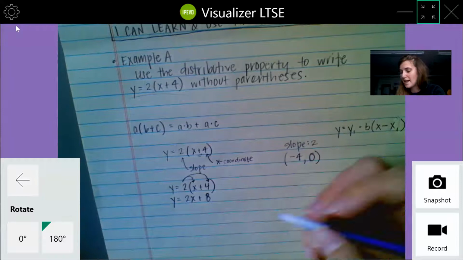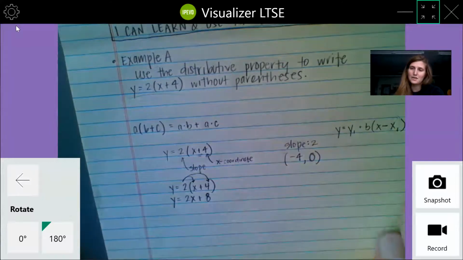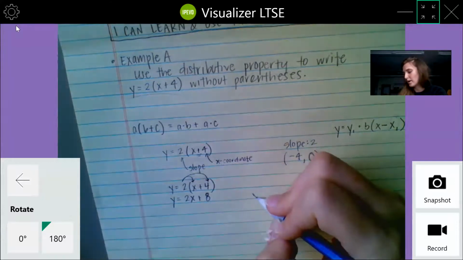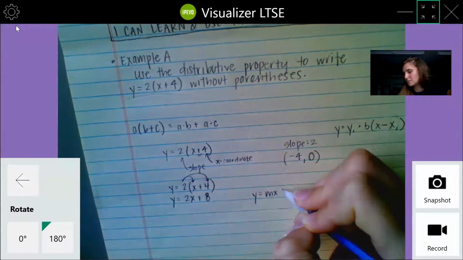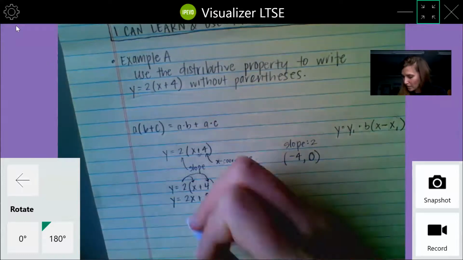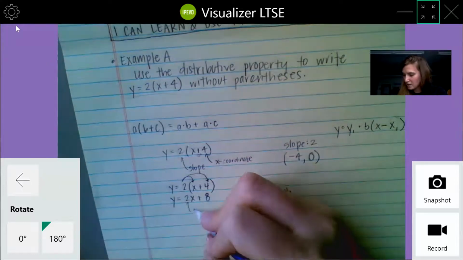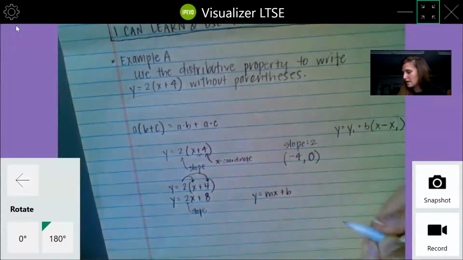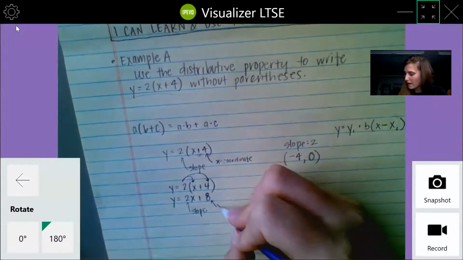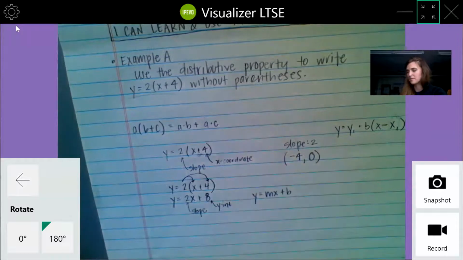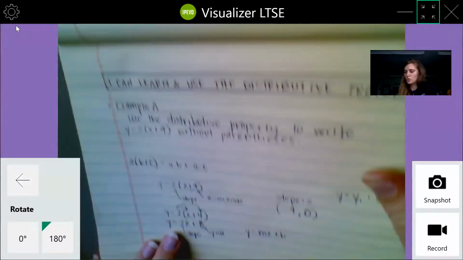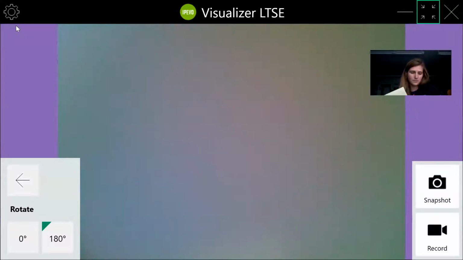And now this is written in slope-intercept form, where y equals mx plus b, where still my coefficient is my slope. And now this is my y-intercept, right? Let's go on to example B.